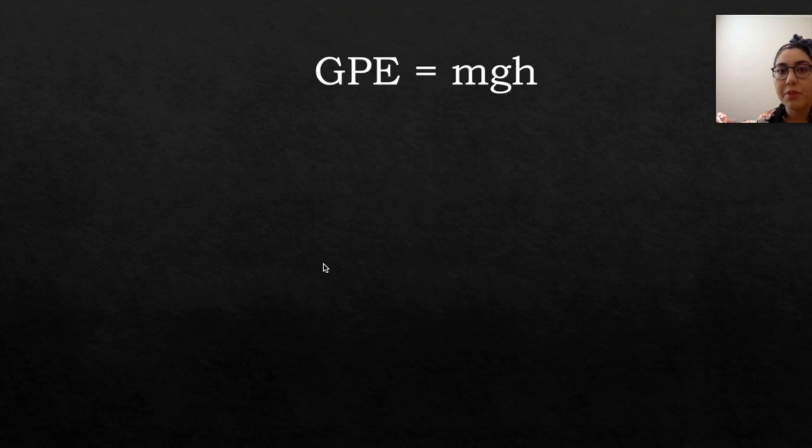So gravitational potential energy is calculated by multiplying mass times g, which is acceleration due to gravity, times height. So if height increases, according to this equation, gravitational potential energy also increases. So if you're higher up, you have more gravitational potential energy.